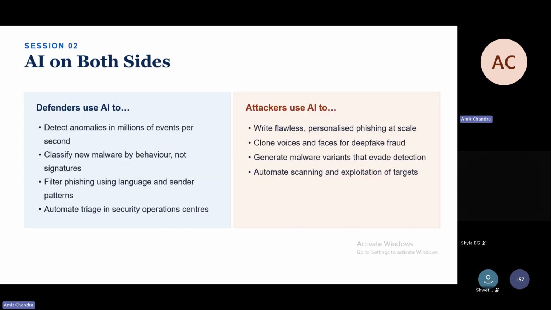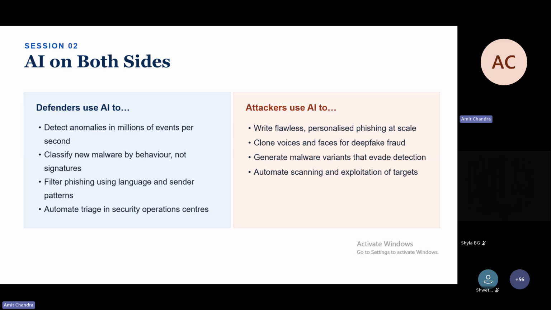Okay, now as of now we have talked about how AI can be a defender, how AI is able to stop cyber attacks. But the cyber attackers who are attempting to attack can also use AI to attack the system. So how can they do that?